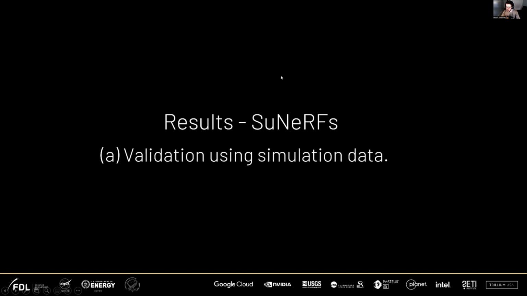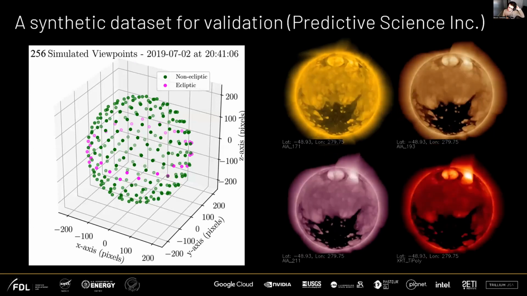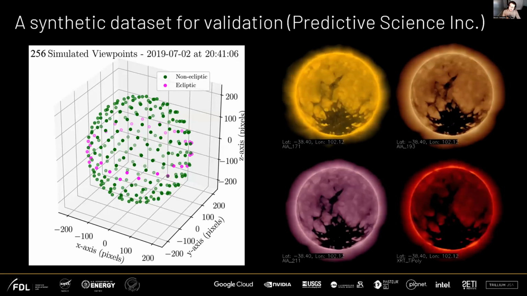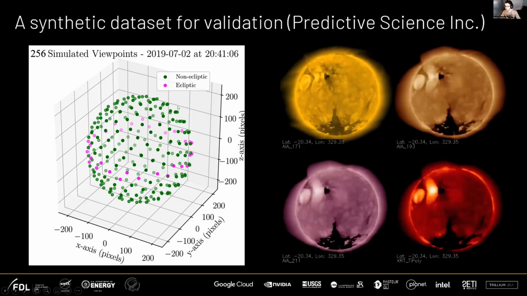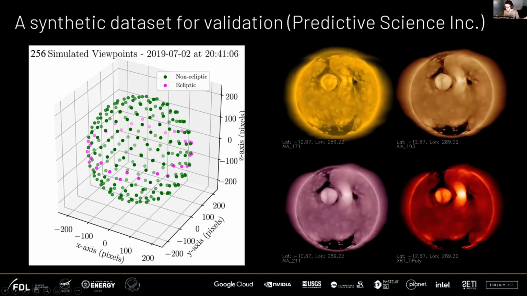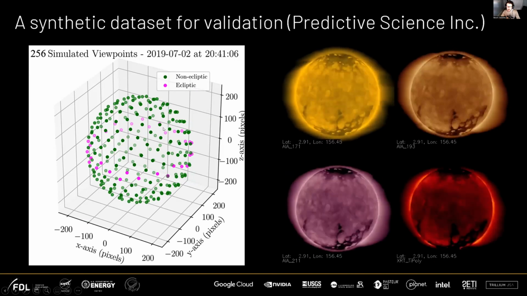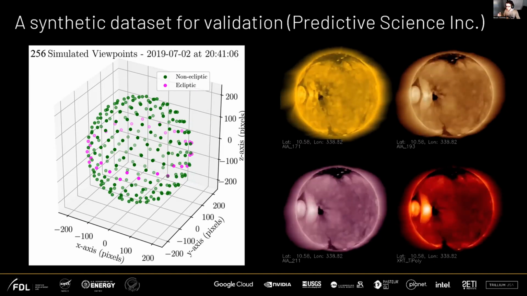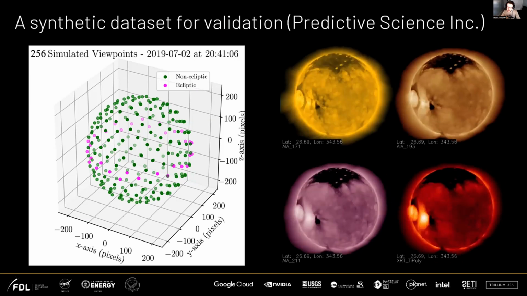So just to show some examples, let's look at some results. We're going to start with the validation. How do we validate a method like this? Well, we start with a numerical simulation. We're using a numerical simulation of the EUV sun that was generated by Predictive Science. What they provided us is 256 viewpoints, as if they had 256 satellites around the sun observing it, which is what you're seeing on the left. The points are showing you the different perspectives of where the observers or satellites are located around the sun. What we did was to try to recreate a realistic situation.